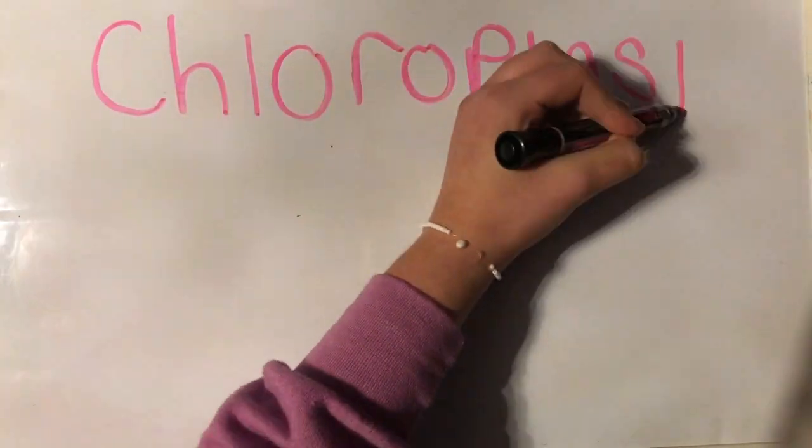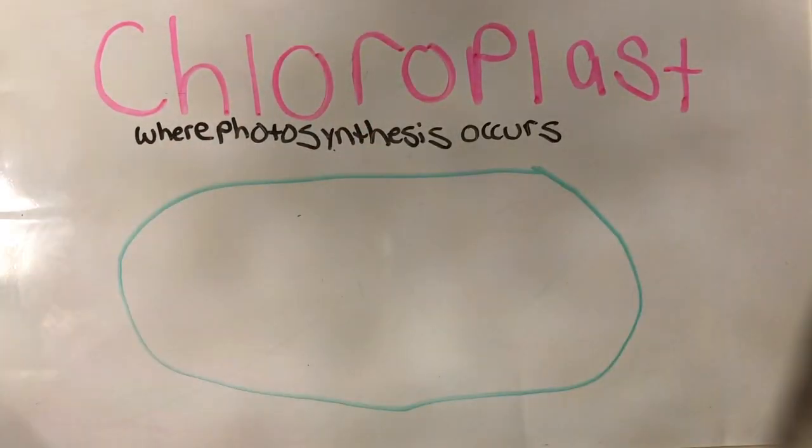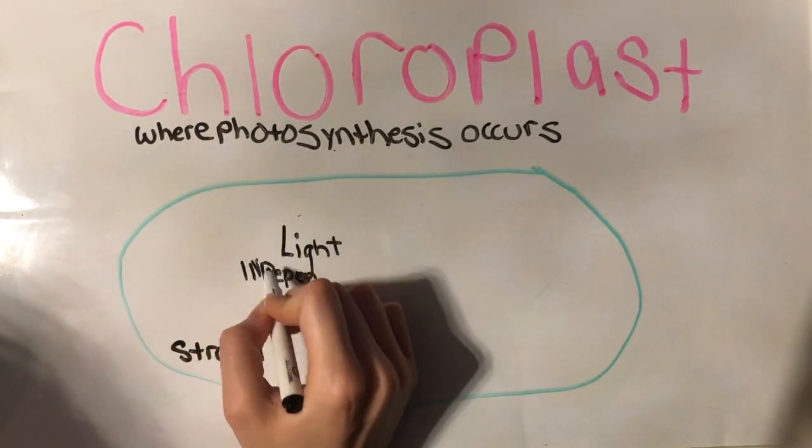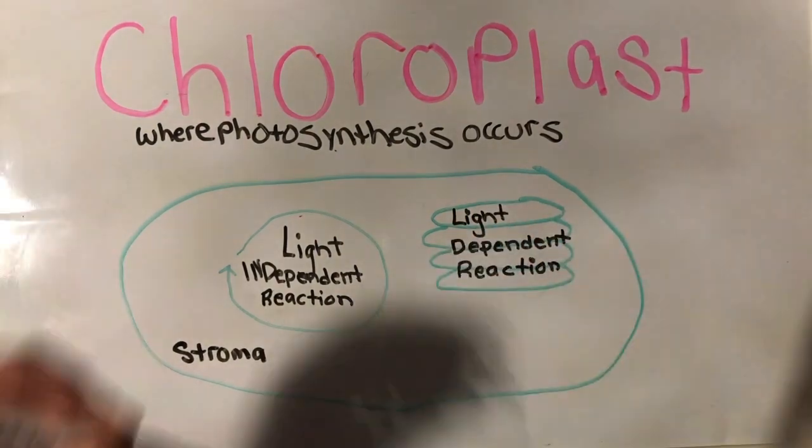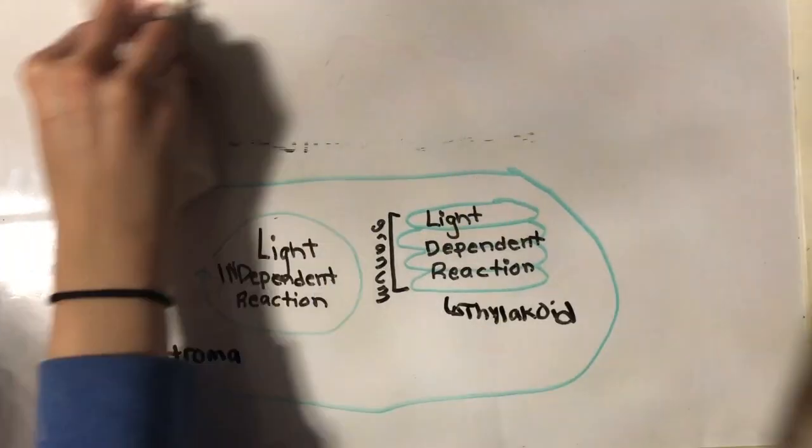Photosynthesis occurs in the chloroplast. Light-independent reactions occur in the fluid-filled stroma. The light-dependent reactions occur in thylakoids that make up a granum.